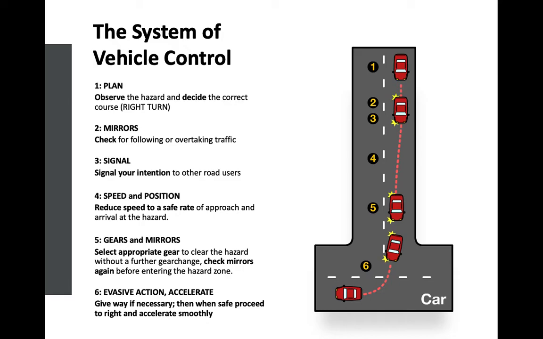Let's take a look at an example of a right turn. Step 1, make a plan. Observe the hazard and decide the correct course. 2, mirror check for following vehicles, overtaking, bicycles. 3, signal your intentions. 4, drop your speed and make your road position closer to the center line. 5, gear down and another quick mirror check. 6, take evasive action, i.e. slow down, scan the road environment, give way. When it's clear, move off, accelerate up, scan ahead.